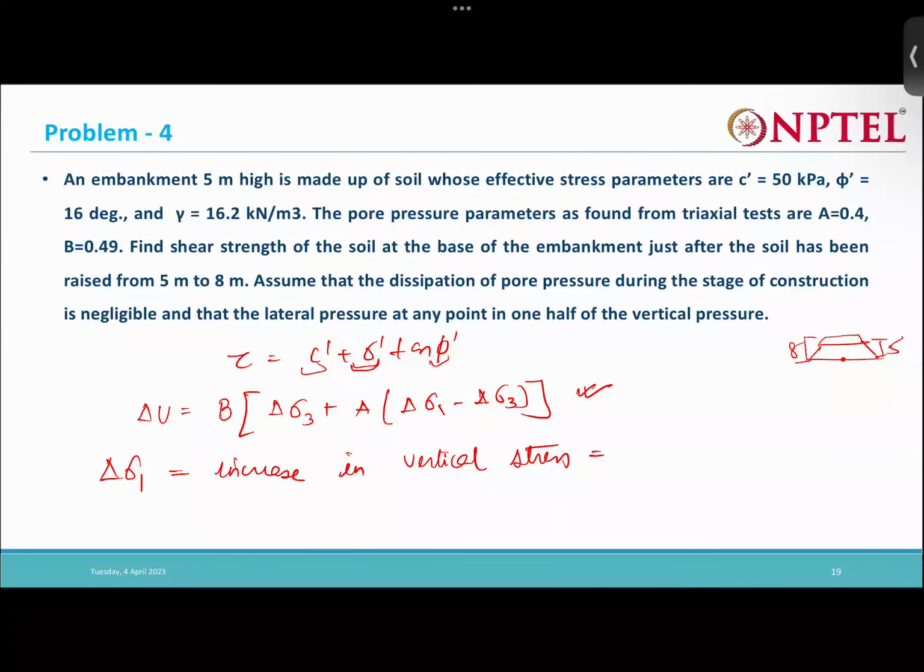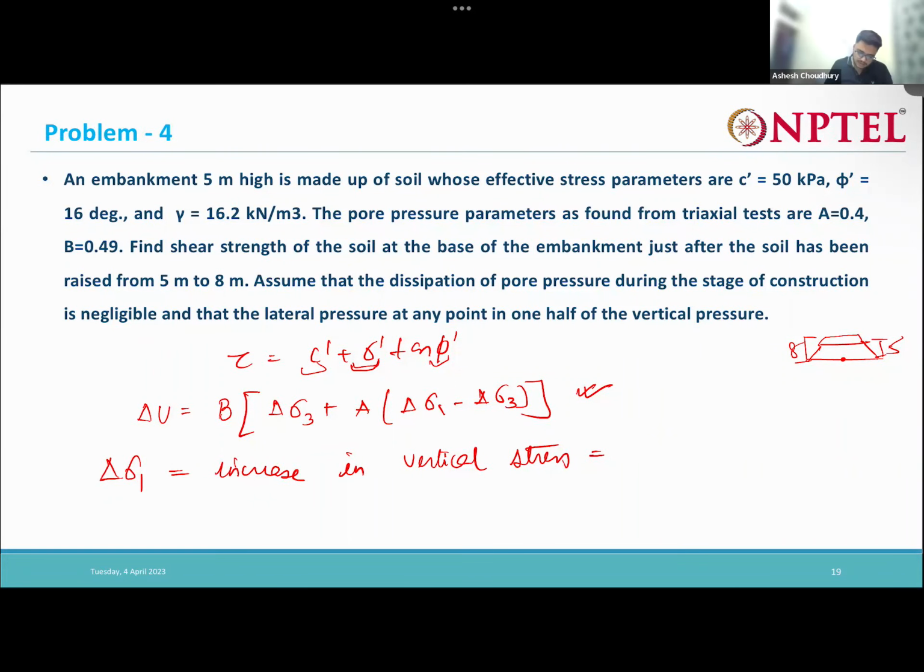Gamma into 3 meter. Yeah, gamma into 3 meter. So 3 into 16.2, it is calculated as 48.6 here. So this is my increase. Now, can you tell me what is the increase in my lateral stress? It is delta sigma 3.